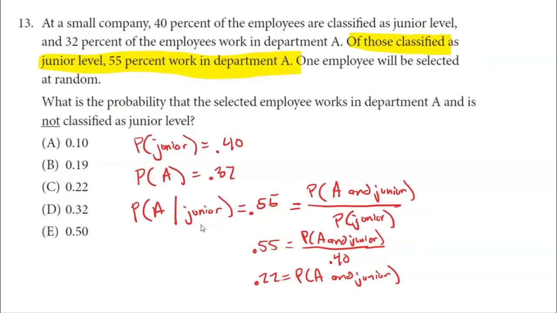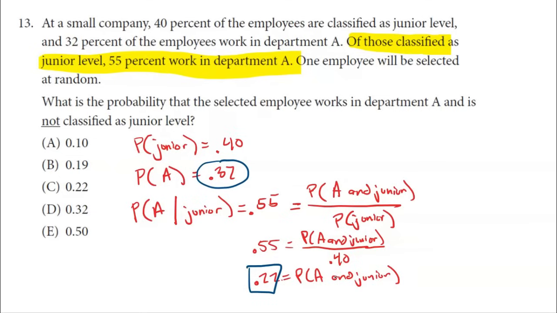Okay, but the question says, what's the probability that the selected employee works in Department A and is not classified as junior? Well, that's not what I found. What I just found was the probability that they work in Department A and they're classified as junior. But I could still find the answer by thinking about it like this. I know that 32% of all employees are in Department A. I just found out that 22% of them are junior level.